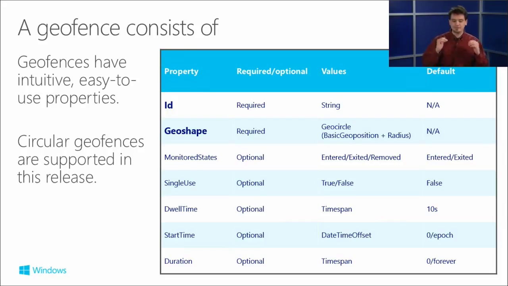In addition to that, we've got these monitored states. Do we want it to fire when we enter, or when we exit, or when we take away a geofence? Do we want it to use just one time and then make it go away? The dwell time is how long the user has to be inside that geofence before we actually shoot off the task. And then we can give a start time or duration to our geofence. We say, this is only during working hours, so I want you to start it at 8 o'clock and make it go for 8 hours or 9 hours, or if you work at Microsoft, 16 hours.